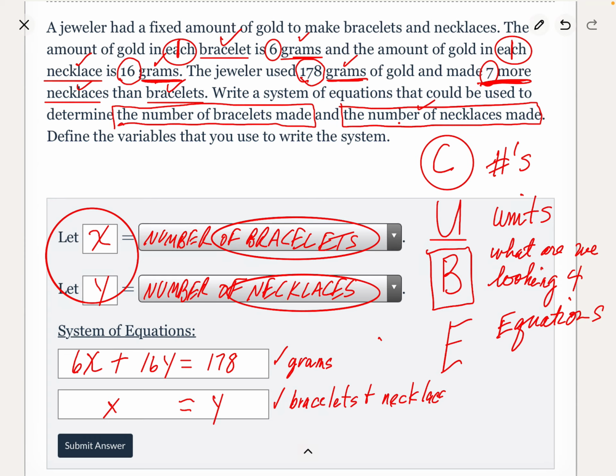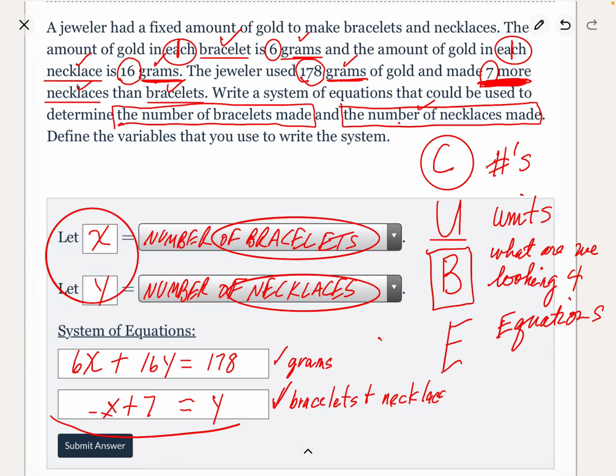The question is, how do we write these? Where does the 7 go? Which one did he make more of? Did he make more necklaces or more bracelets? It says he made 7 more necklaces than bracelets. So if I made 1 bracelet, that means I made 8 necklaces, because 1 plus 7 is 8, right? If he made 2 bracelets, that means he made 9 necklaces. So what you're going to do is add the 7 to the bracelets to get the total number of necklaces. This is what your second equation is going to look like.